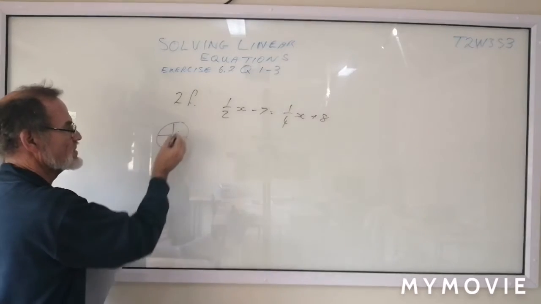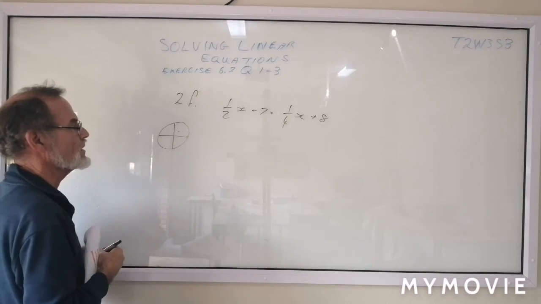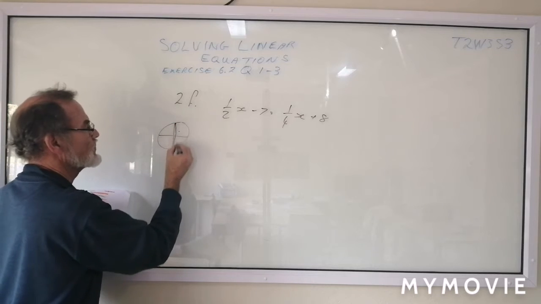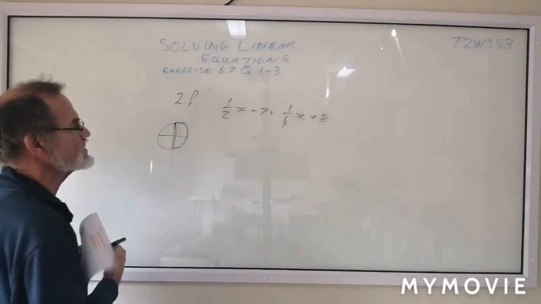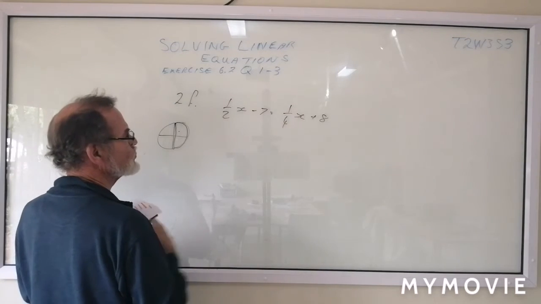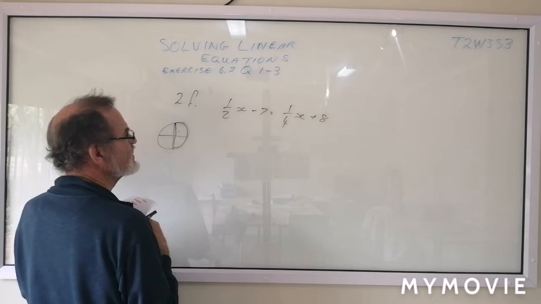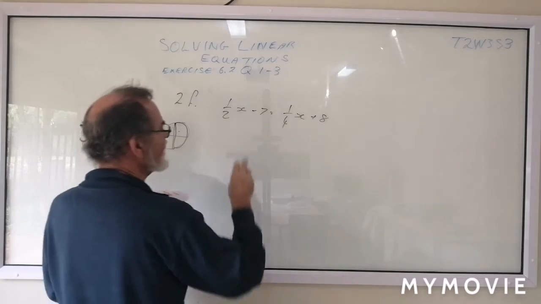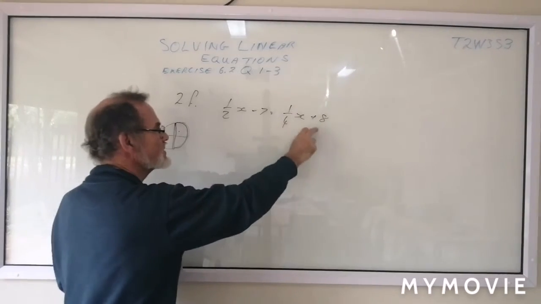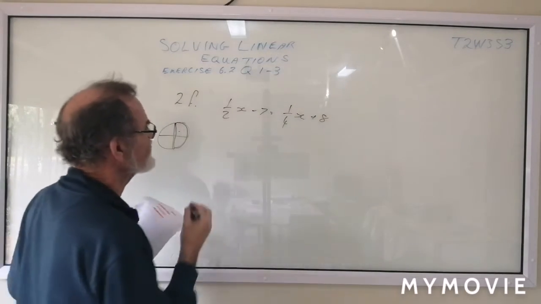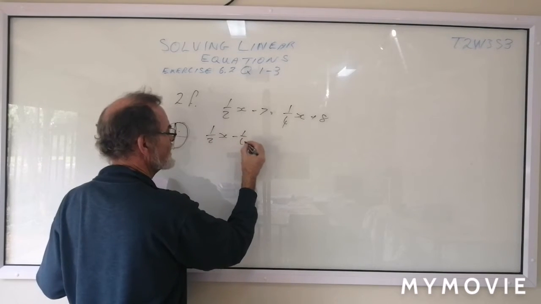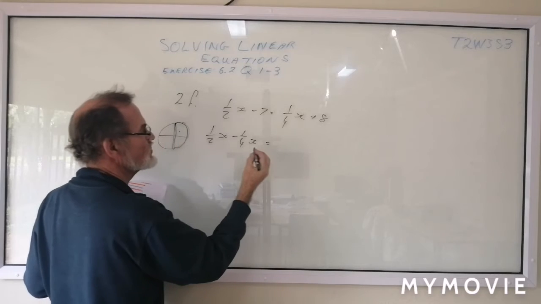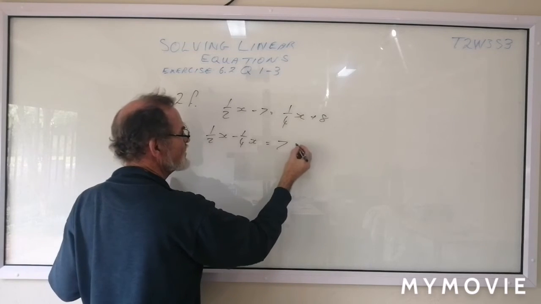There's 4 quarters in the apple. Notice that in a half an apple, there's 2 quarters. If you know that, it makes this very easy. Because we're going to subtract a quarter of x from both sides. Okay? And we're going to add 7 to both sides. So if we subtract a quarter x from both sides, it's a half x minus a quarter x equals 7 plus 8.